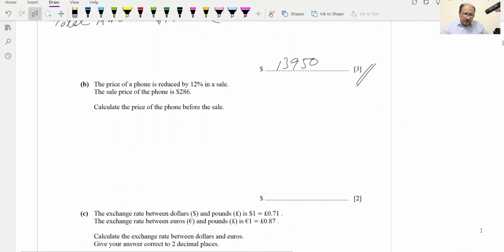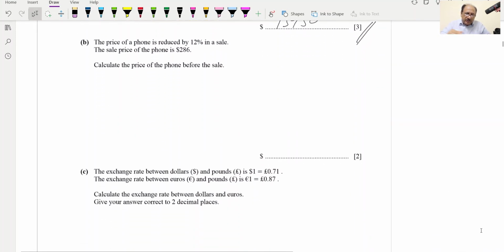Hopefully you understood. B part is also there. The price of a phone is reduced by 12%. The sale price of the phone is $286. Calculate the price of the phone before the sale. This is basically a reverse percentage question, where the sale price is provided and the rate of reduction is also provided.